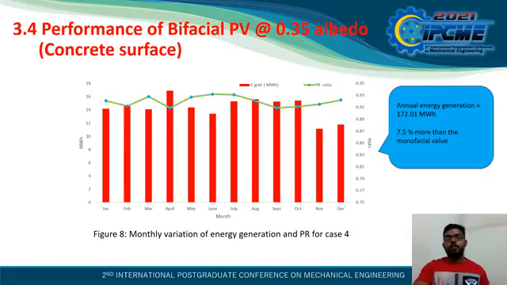And coming to bifacial PV module at 0.35 albedo factor, we can see that the annual energy generation still increased to 172 megawatt hour, which is 7.5% more than the first case value, and it's a remarkable increase. Especially this increase will play a major role in the levelized cost of electricity as well as the economic viability of the project, because as the energy generation increases, it will reduce the payback period as well as the net present value, etc.